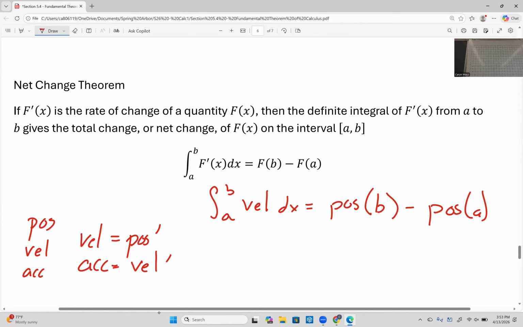But if I know how the speed of a car may be changing along the way, I take the integral of that, even if maybe the car went backwards at some point, that integral will find me the difference between where it started and where the car ended. Car might change direction at some point, but it'll give me my net change.